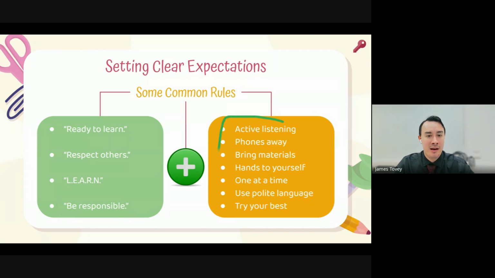These are just rules you can introduce. They're shorthanded here, like bring materials: you bring your book and your pen and paper and so forth. Hands to yourself. One at a time could also be one at a time to the bathroom, I suppose. So it depends on what you want to add to the end of that sentence. Again, you could classify it as a package rule, however you want to apply that. And polite language and so forth, and trying your best. So those are all examples.